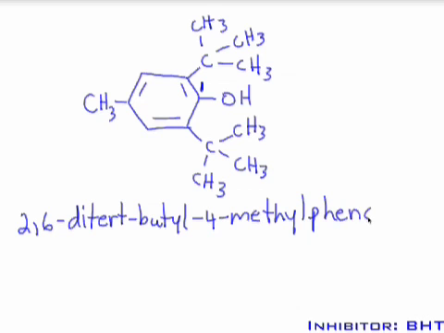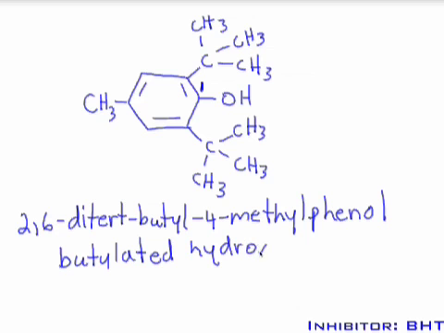The name under which this chemical was marketed was referring to tert-butyls as butylated. The OH is hydroxy. The marketed name, or common name, was butylated hydroxy toluene.